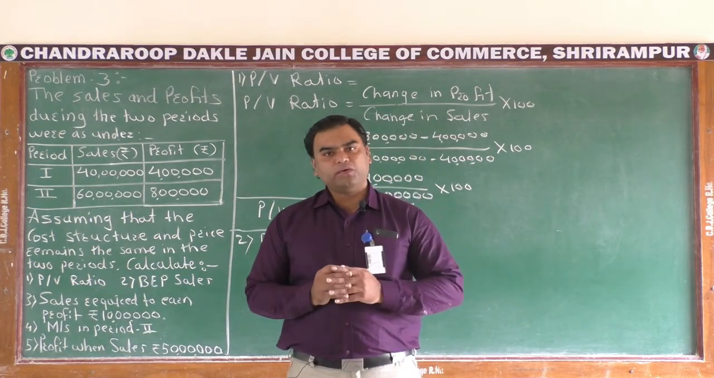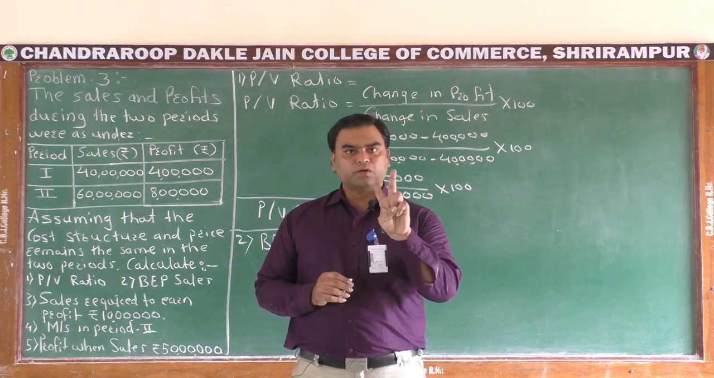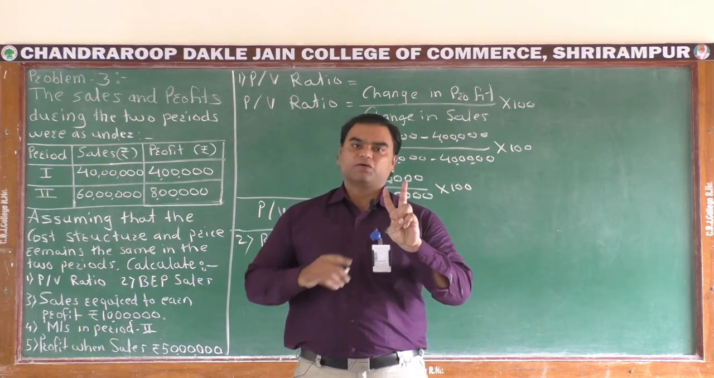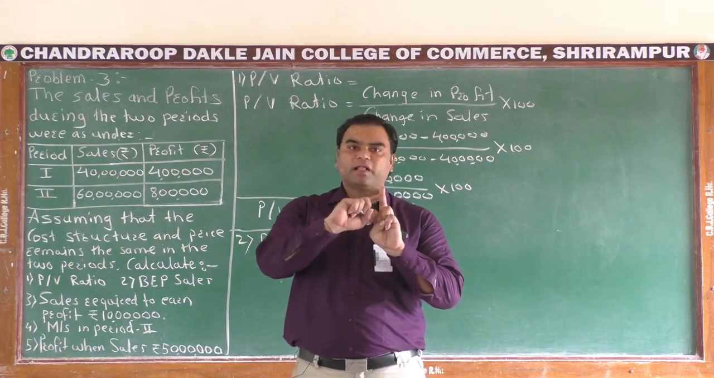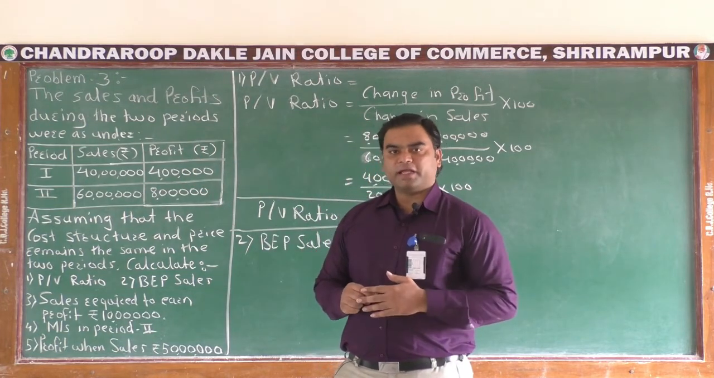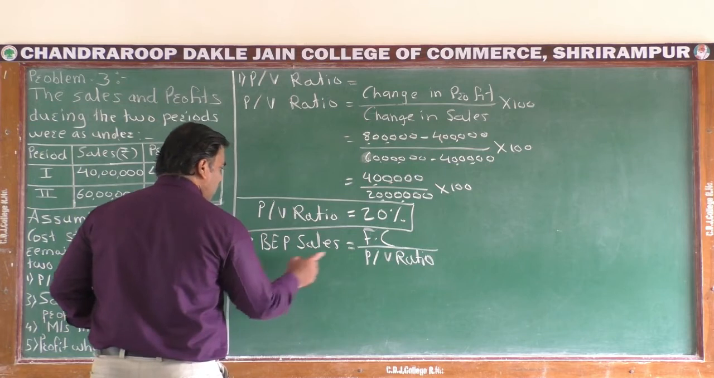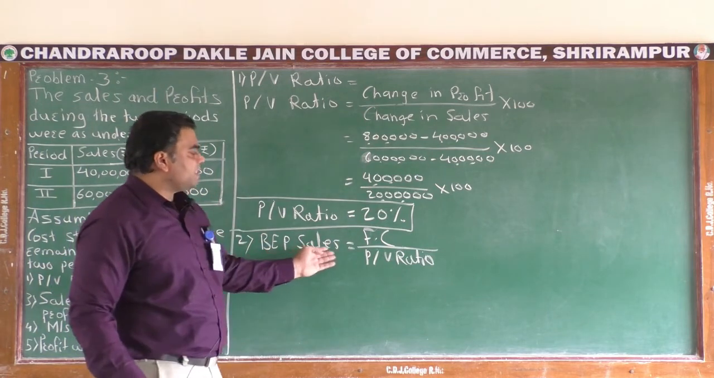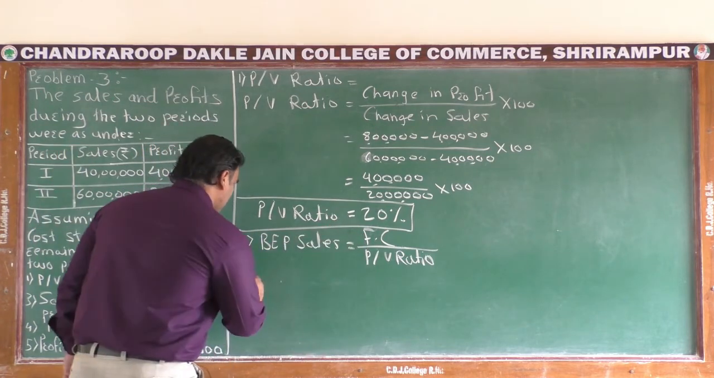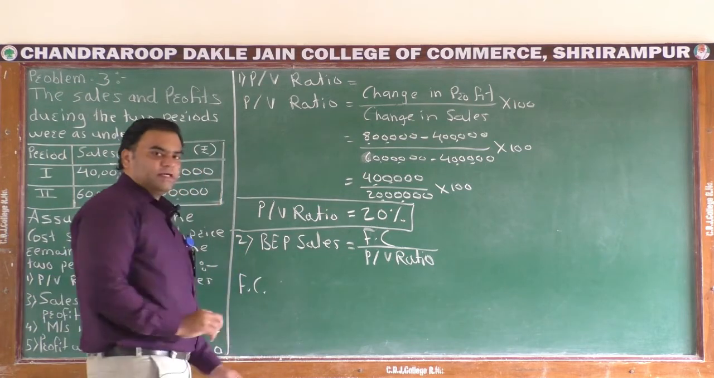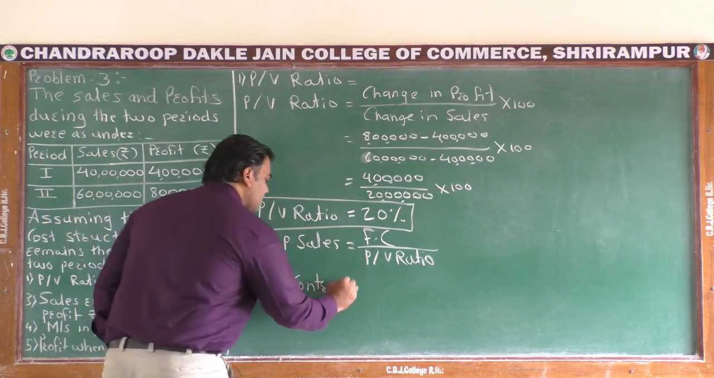Now question arises, how to calculate the fixed cost? It's very simple. As we know, the contribution includes two contents, profit and fixed cost. So if we calculate the amount of contribution, then we will deduct the amount of profit, then what will remain? Fixed cost will remain. In that way we can calculate the amount of fixed cost. So how to calculate the fixed cost? Fixed cost is equal to contribution less profit.